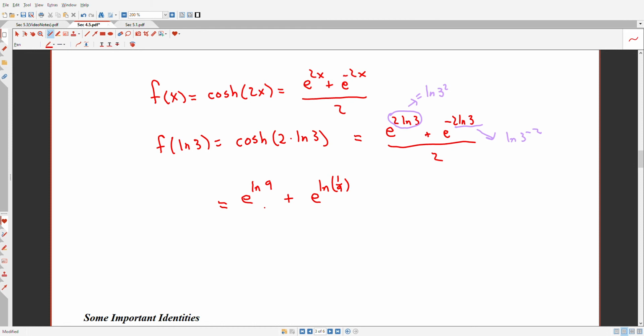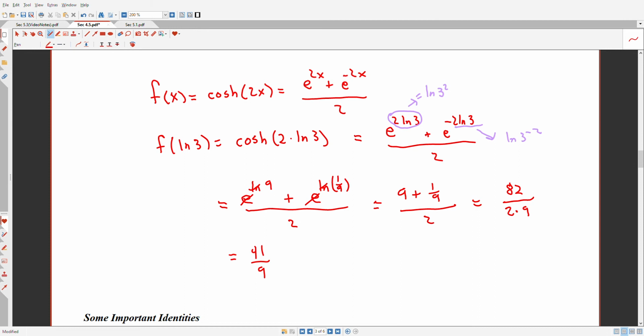And I love to see e's to natural logs because they just cancel. And now I'm left with 9 plus 1 over 9 all over 2. And I can even keep that a nice fraction. 9 plus 1 over 9, let's say 9 is 81 over 9, so that's 82 all over 9 times 2. So if I want to simplify that, that's 41 over 9.